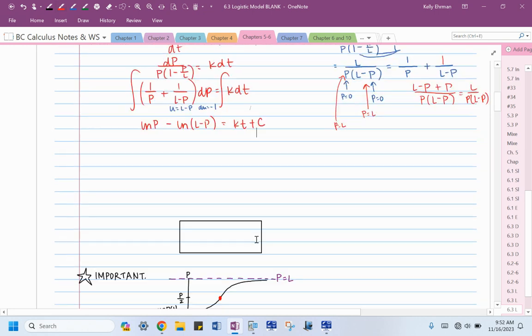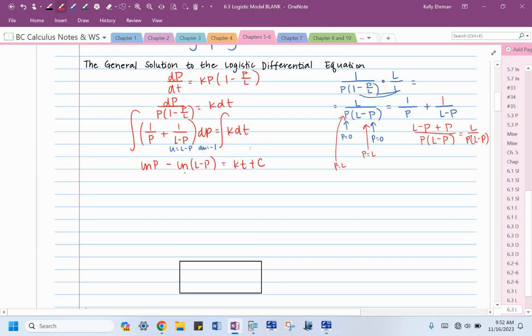Right? With natural logs, we want to get rid of them. So if I have two natural logs, I want to condense them down. This is the natural log of P divided by L minus P. Now I can base e both sides. P over L minus P equals C e to the kt. Right? And, oh, wait a minute.